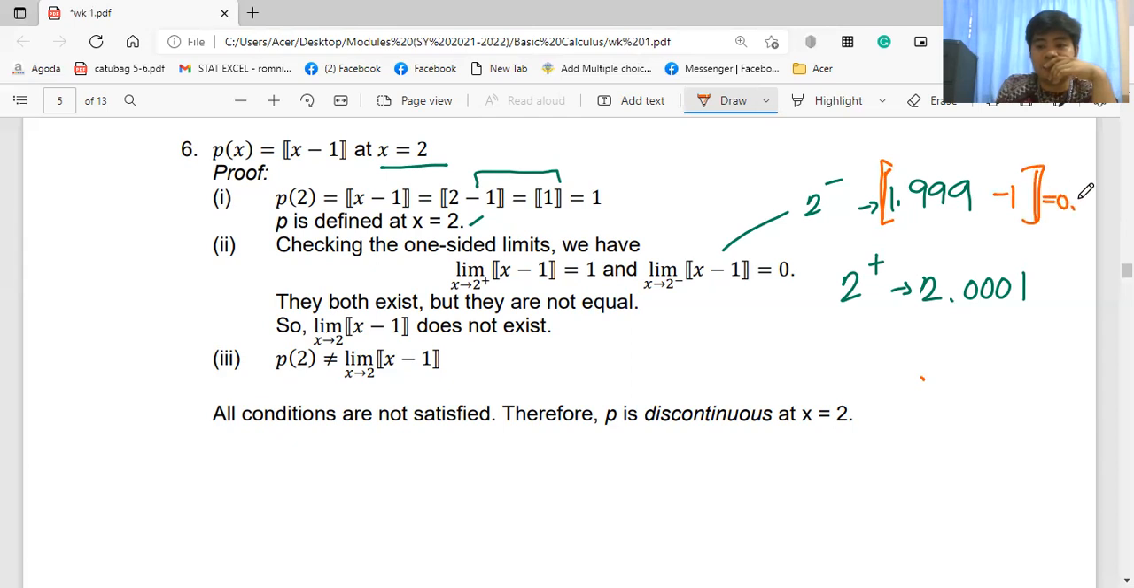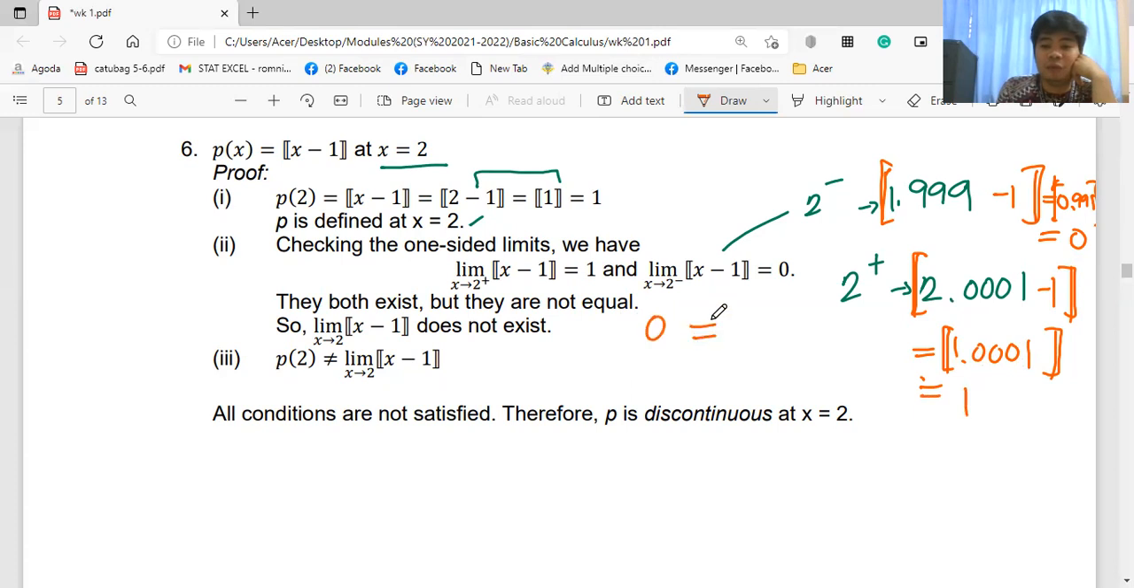When we follow the rule, the greatest integer of 1.999 minus 1 gives us 0.9999, meaning the greatest integer of this is 0. Now for right of 2, 2.0001 subtract 1 will give us 1.001, and the greatest integer of this is the whole part, 1. So 0 is not equal to 1, meaning the two-sided limit does not exist. And since we were not able to satisfy the second condition, then P is discontinuous at x equal to 2.